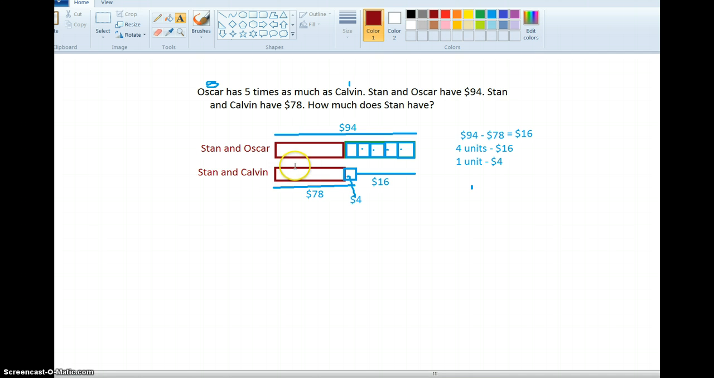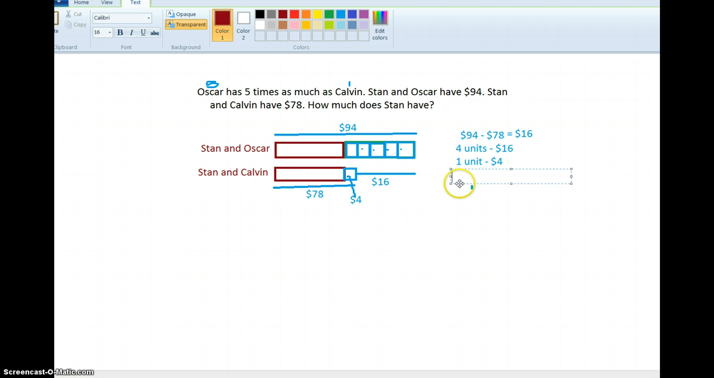Now we know Kelvin has $4, so we want to find out how much does Stan have, which is the brown rectangle over here. We know both of them have $78 altogether, so I need to take $78 minus $4, which is how much Kelvin has, to get $74. So we know that Stan has $74.